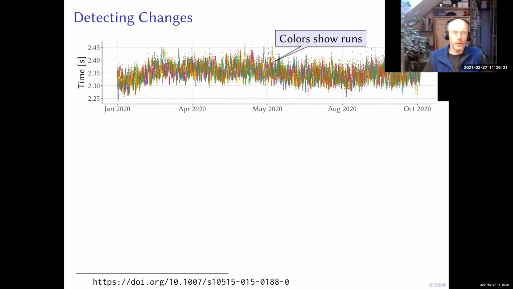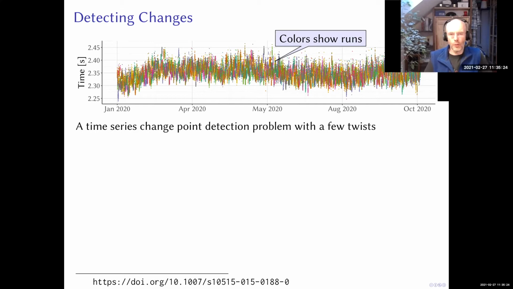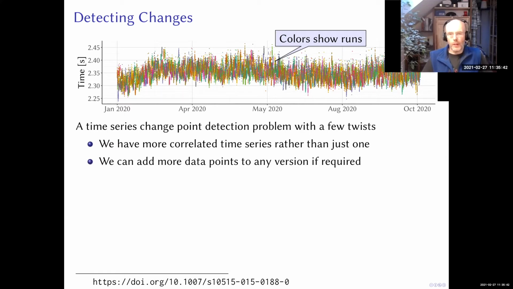A mathematician would tell you that this is simply a time series change point detection problem, but with a few twists. In particular, we don't have just the time, we collect hardware performance counters. So we have things such as the amount of cache misses triggered by benchmark execution, the instruction counts, and so on. We can add more data points to any version if required. So we don't really measure on commit, we measure on demand whenever the time series analysis needs more data to decide whether there is a change or not. The data points themselves are not a flat structure. They are hierarchical because we restart the benchmarks.